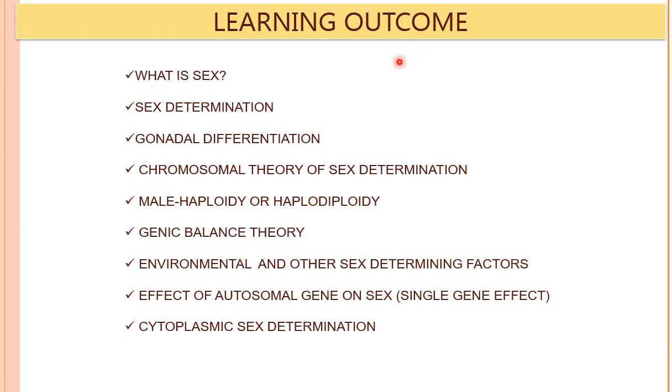Learning outcome. By the end of this discussion, the learners will gain an insight into what is sex, sex determination, gonadal differentiation, chromosomal theory of sex determination, male-haploidy or haplodiploidy, genic balance theory, environmental and other sex determining factors, effect of autosomal gene on sex or single gene effect, and cytoplasmic sex determination.